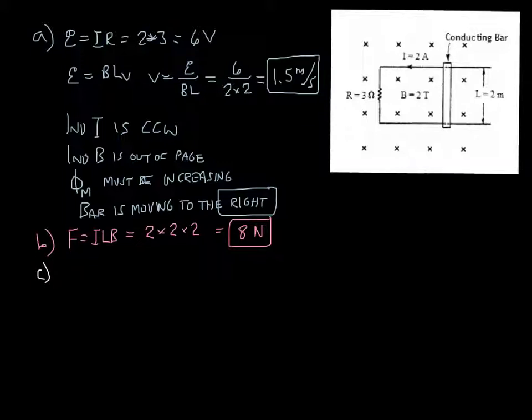In part C, determine the electric power, which is the rate that heat is being produced in the resistor. So the P is equal to, and there's 3 equations for it, IV, I squared R, and V squared over R. I'll use I squared R here, because the current was given as 2 amps, so that's 2 squared times the resistance of 3 ohms, which is equal to 12 watts.